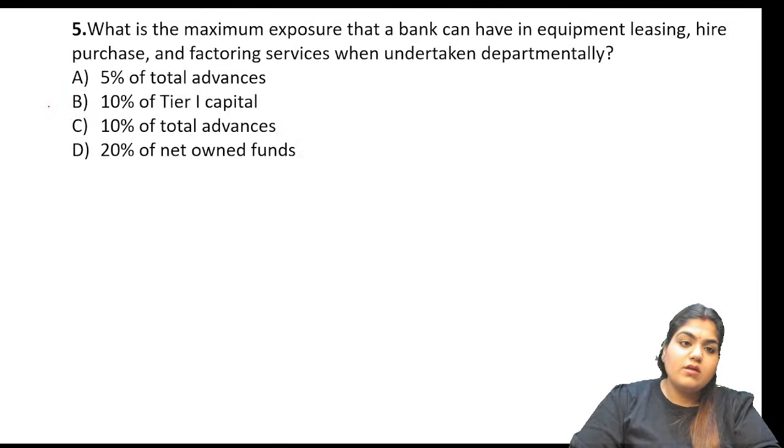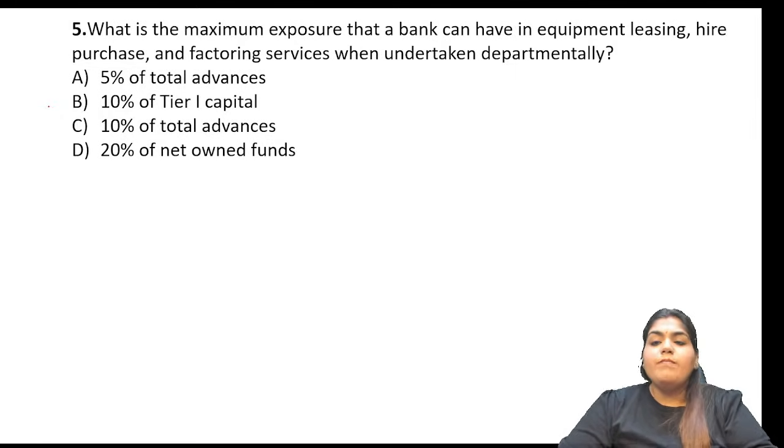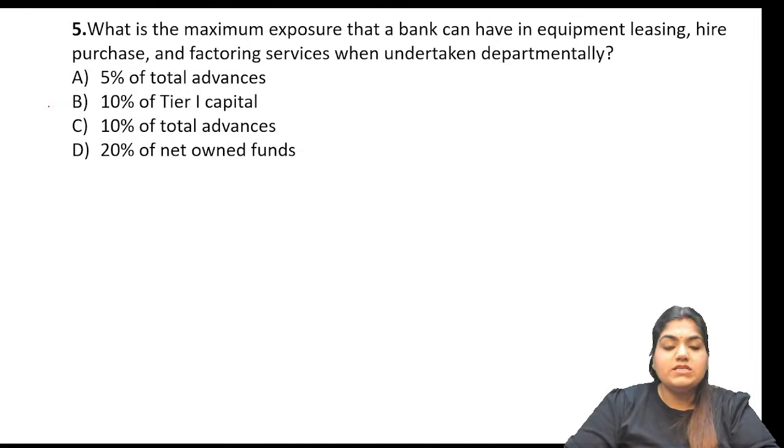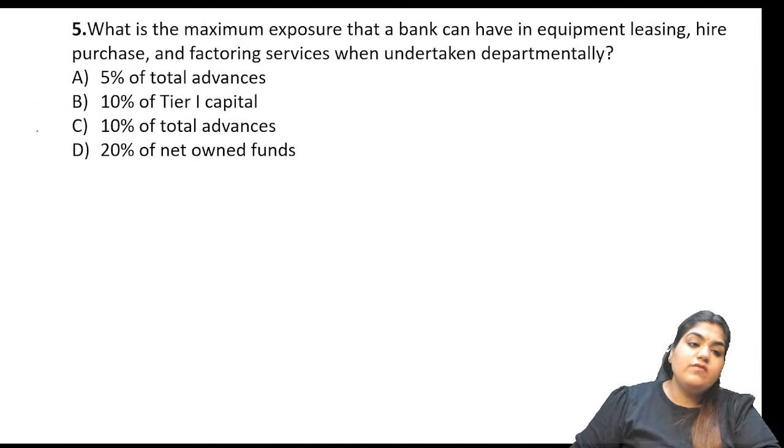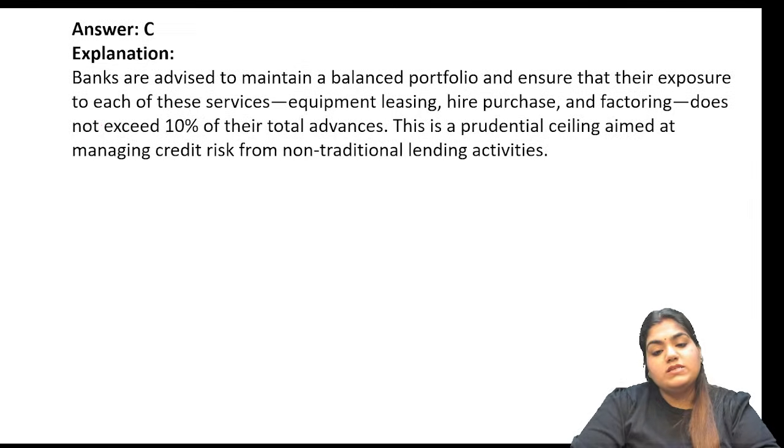Next question. What is the maximum exposure that a bank can have in equipment leasing, hire purchase, and factoring services when undertaken departmentally? It is 10% of the total advances. That is C. C is the correct answer.